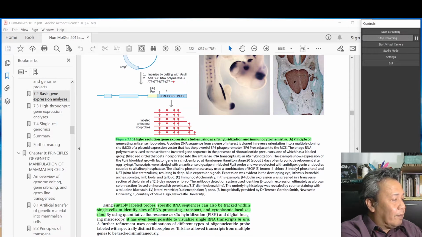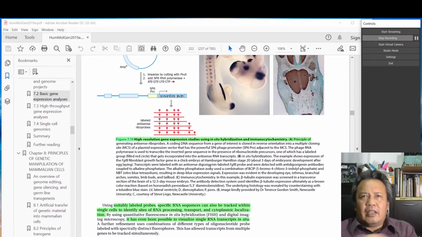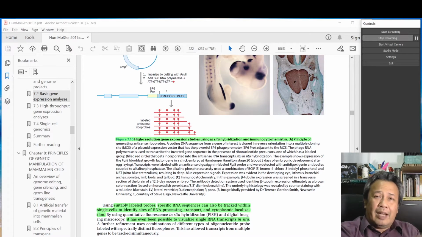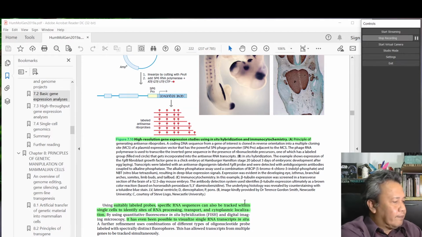Of embryonic development, transcripts were labeled with an antisense digoxigenin labeled FGF8. So what they have is that they know this gene is being expressed, and they design a probe that will bind to it, and this probe carries a substance that, when it's reacted, gives light, it gives color so that you can actually see it. Okay.